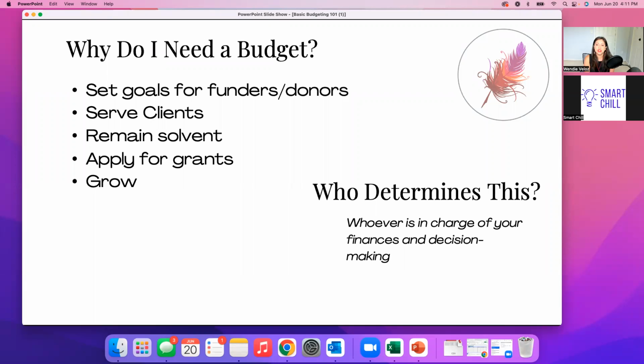So who determines what your budget is? Usually it's whoever is in charge of your finances and your decision making. That could be boards, it could be a CEO, it could be a number of different organizational options, but it really depends on who is working on this. If this is a budget for a particular program, then it might be the program itself or the coordinator of that program who creates the budget. So it just depends on what you're trying to do and who is with you to do this work. But if you're here watching this particular webinar, more than likely you are the person who is going to be creating a budget in some way.